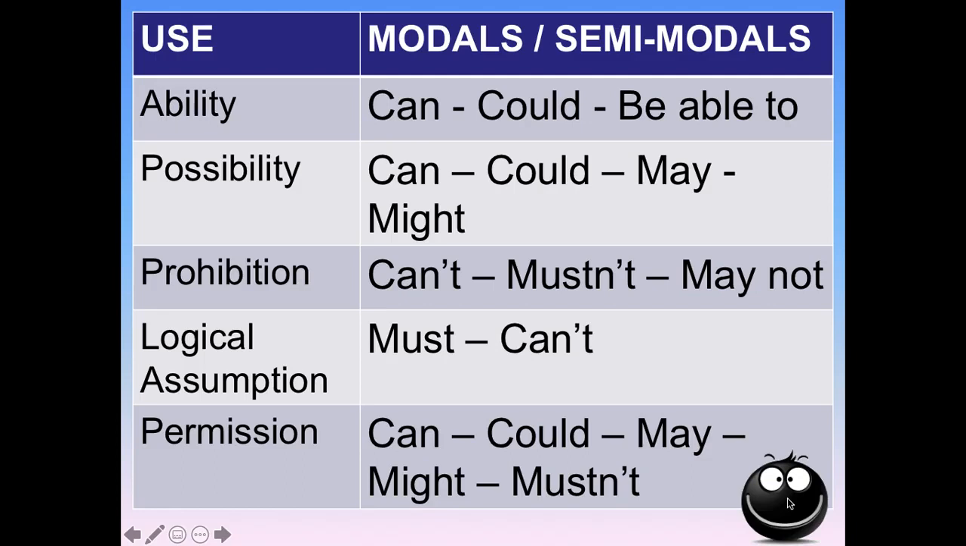The uses for the modals and semi-modals: we have the abilities, which are can, could, and be able to. For possibility, we have can, could, may, and might. For prohibition, we have can't, mustn't, and may not. For logical assumption, we have must and can't. And for permissions, we have can, could, may, might, and mustn't.